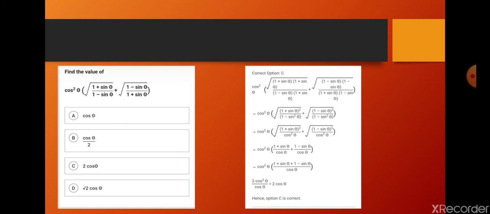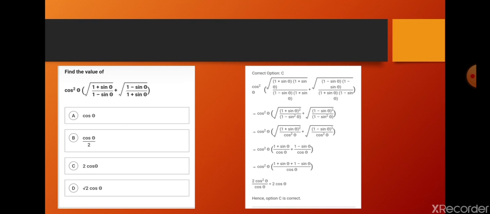plus root of (1 minus sin theta divided by 1 plus sin theta) can also be written as cos square theta into, multiplying by the conjugate of 1 plus sin theta and 1 minus sin theta, that is root of (1 plus sin theta into 1 plus sin theta divided by 1 minus sin theta into 1 plus sin theta) plus root of (1 minus sin theta into 1 minus sin theta divided by 1 plus sin theta into 1 minus sin theta).